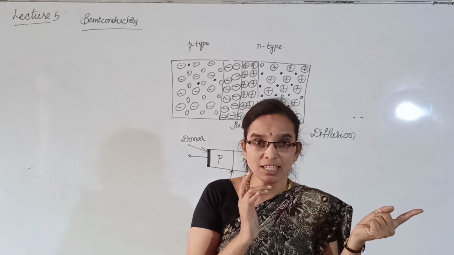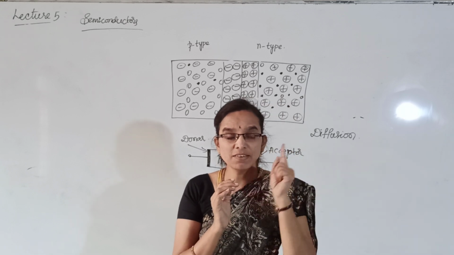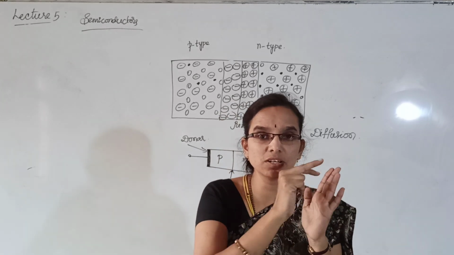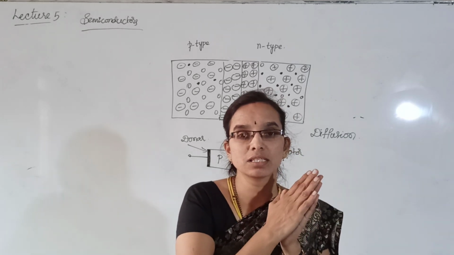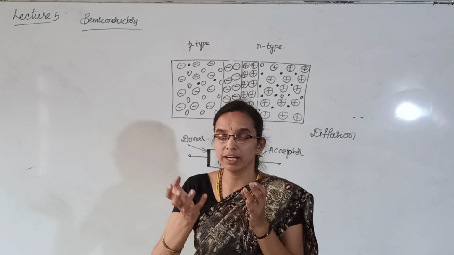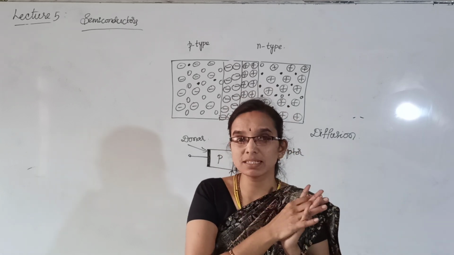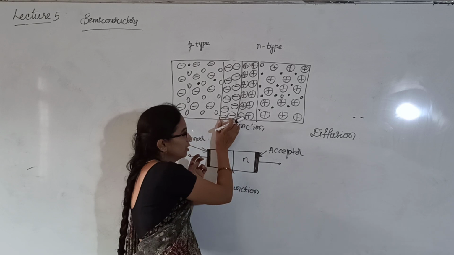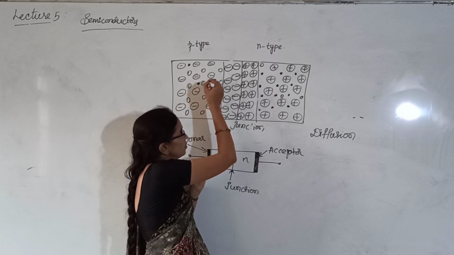Whereas once the acceptor impurities leave a hole, the other 3 valence electrons of the boron atom make covalent bonds with the neighboring atoms. They will be fixed, immobile negative ions. Why are they negative? They are ready to accept electrons, so they are fixed negative ions on the p side and fixed positive ions on the n side.